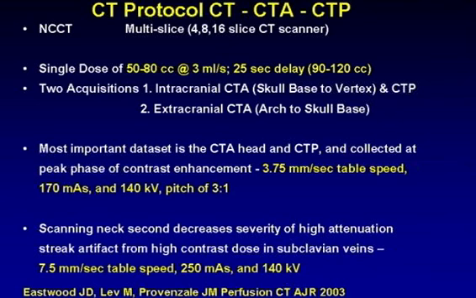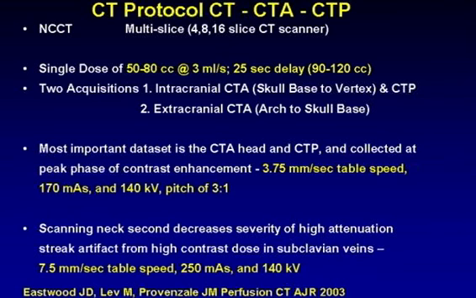You would then acquire 2 very quick acquisitions for the CT perfusion and then the CTA from skull base to vertex, and then a second acquisition encompassing the extracranial circulation of the neck. And if you had a 16-slice CT, you can actually do the whole lot now in the one scan time.